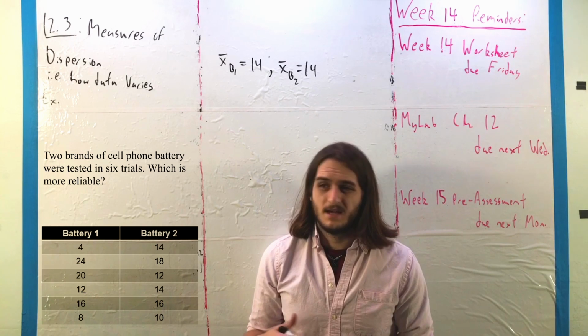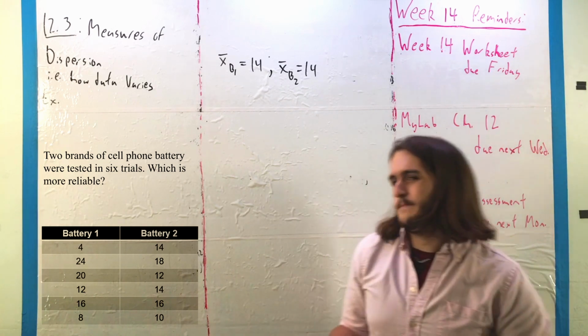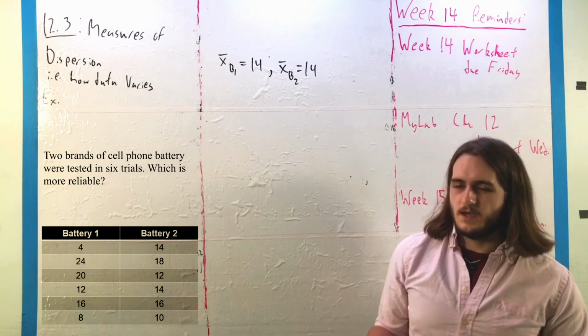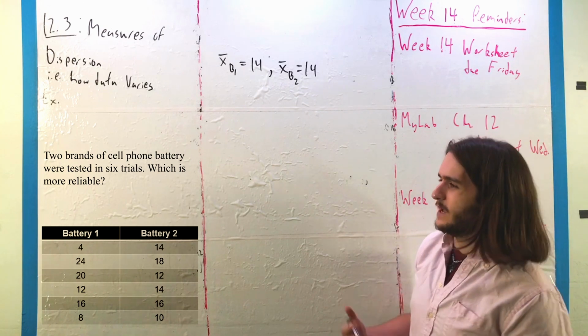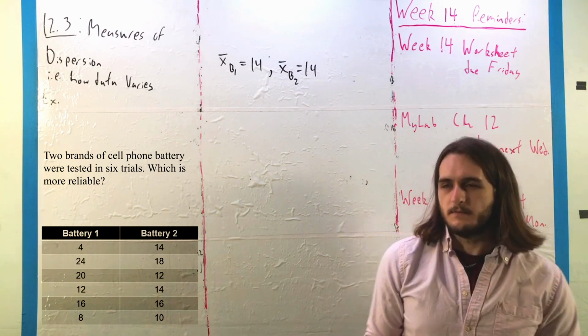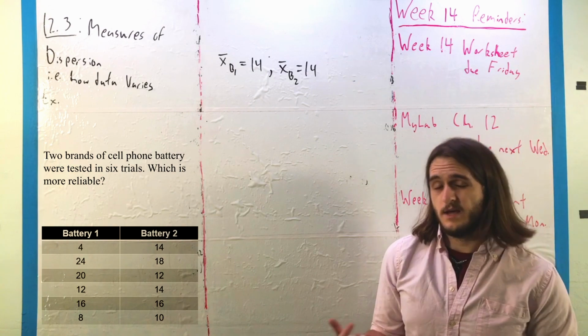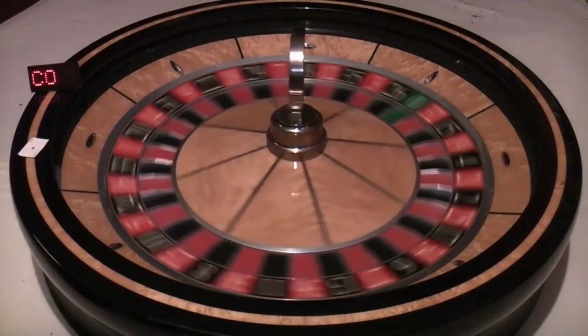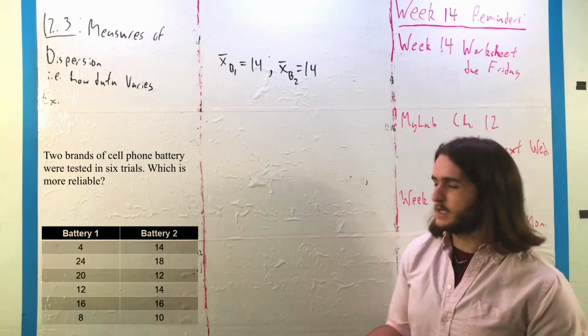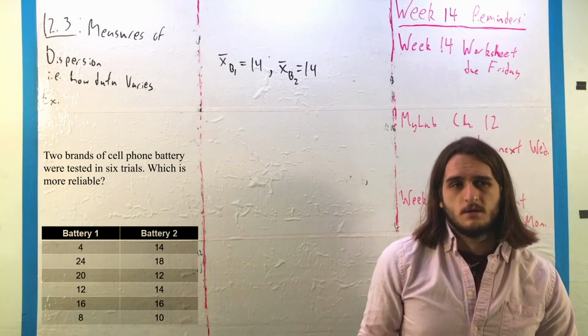You can see that they have the same average, but the first one appears to have a pretty wide spread for where its values come from. You might take that one and say, well, hey, it's worth a shot to maybe get a 20-hour battery life if it means sometimes I only get 4 hours.